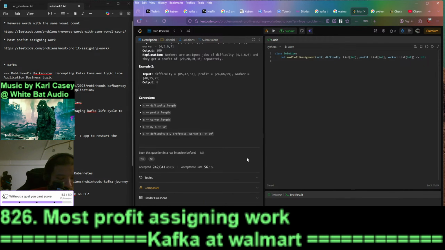What if we also sort the worker? Hold on, let me see if we can do that. Okay, so if we sort the worker, we have 10, 82, 85, 84, 85, 92, right?